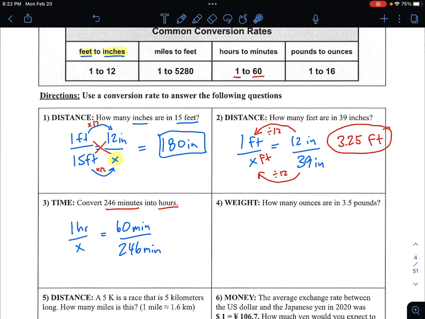So how do I go from here to here? How do I go from my 246 to my x? Well, I'm going to go from 60 to 1. How do I go from 60 to 1? 60 divided by 60 equals 1. So 246 needs to get divided by 60 as well. And what does that equal? 246 divided by 60 is 4.1. So the answer is 4.1. 4.1 what? Well, this is hours, right? That's what they're asking, 4.1 hours.